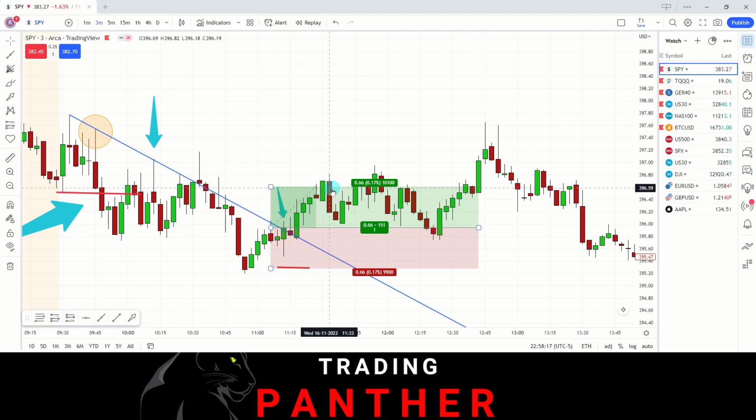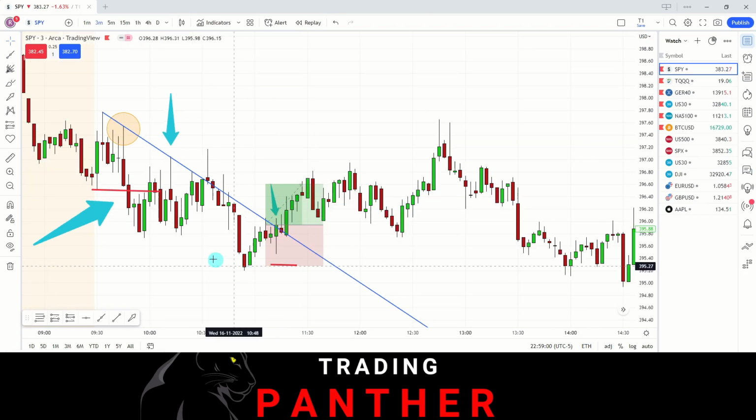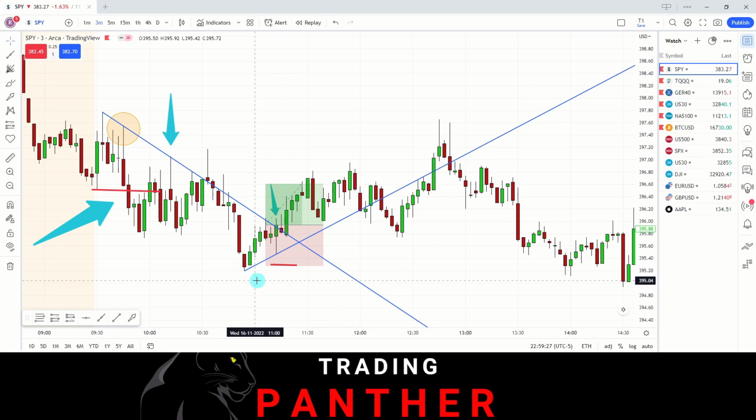So as you can see, we have hit our target, so it's a winning trade. And remember, we cannot place another trend line like this because it is already crossing our first trend line. So the next trend line should never cross our first trend line. That is the important part.